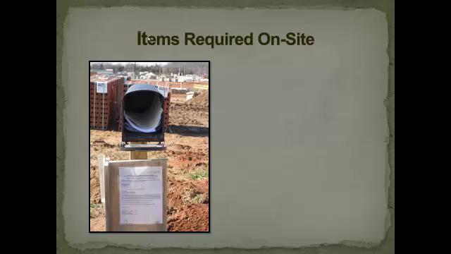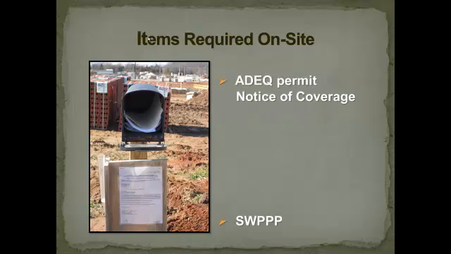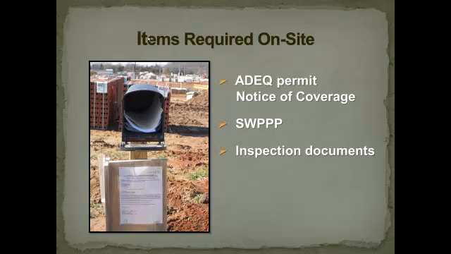Stormwater regulations require that the following items must be available on site: the notice of coverage from ADEQ indicating that the project has been properly permitted, the site-specific stormwater pollution prevention plan, the accrued stack of inspection reports, and a working rain gauge for reference on inspection report forms.